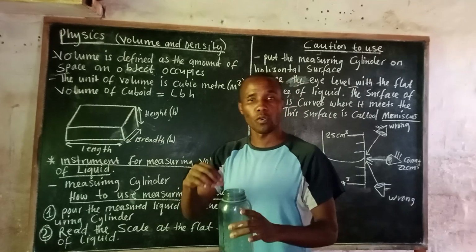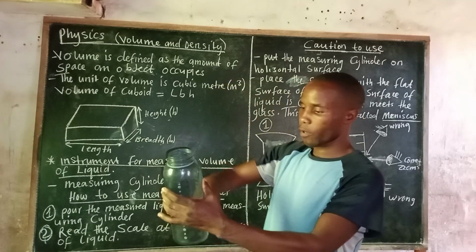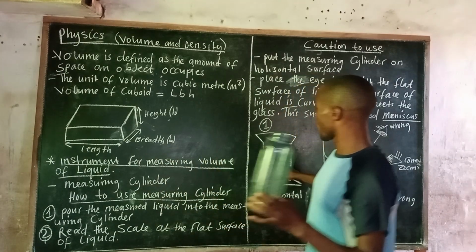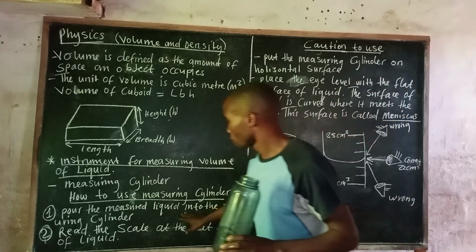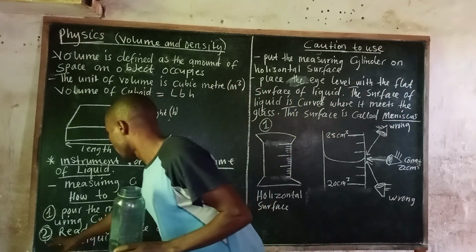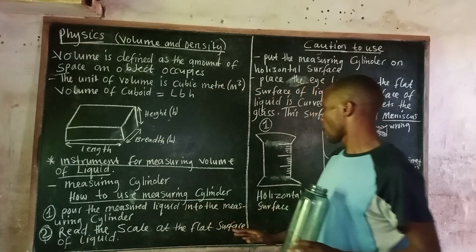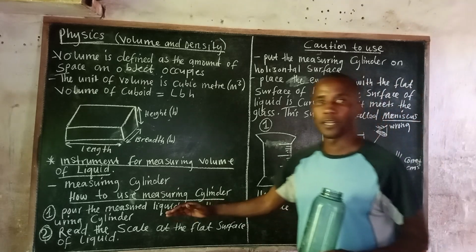The one that you want to know its volume, you pour inside the measuring cylinder. Then from there, you go to number 2: read the scale at the flat surface of the liquid.